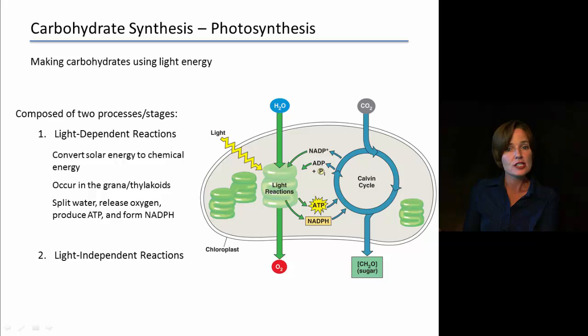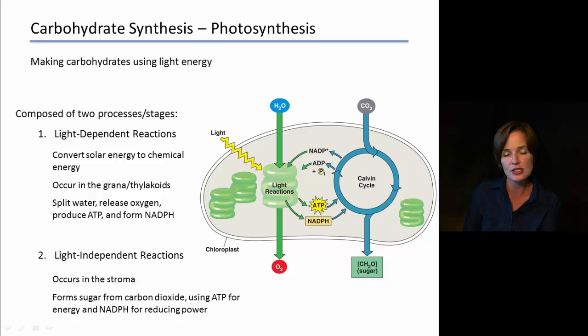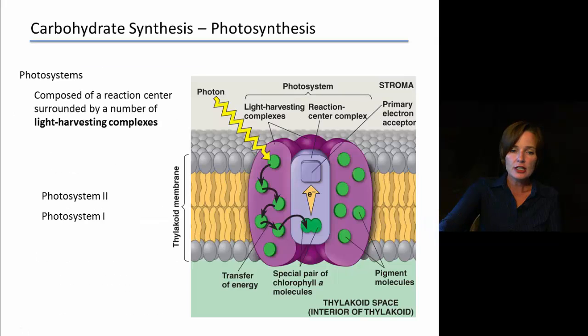The second stage, or the second half, is what we call the light-independent reactions. That's because they don't specifically use light. However, they really do rely strongly on the products of the light reactions. The light-independent reactions happen in the stroma of the chloroplast, which is just outside of those little green discs. It makes the sugar from carbon dioxide in the atmosphere, and we will utilize the ATP and the electrons in our electron carrier from the light reactions. If we look at the light reactions closer, these involve collections of pigments, which are called photosystems.